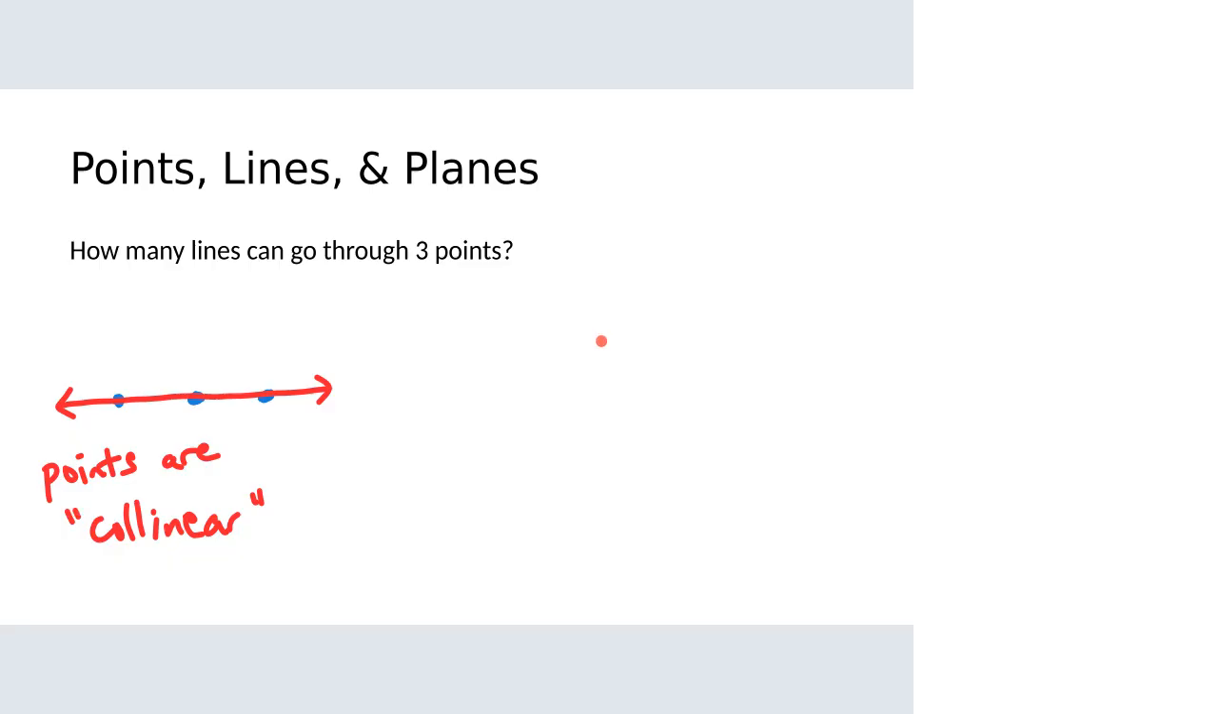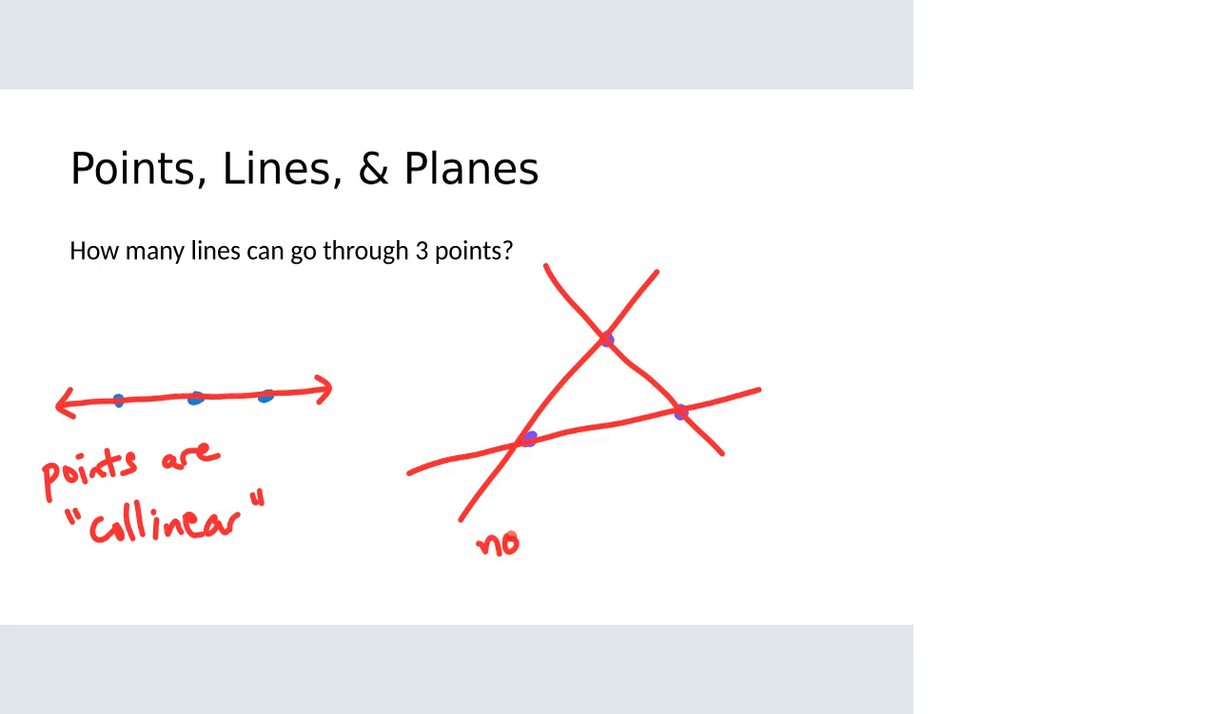If instead my 3 points are not arranged so that they would create one straight line, how many lines could go through those points? If I try to draw a line here, it doesn't hit the third point. I could draw a line here and it doesn't hit the third point. And here, and it doesn't hit the third point. There is no line I could draw that goes through all those points. I could draw this one that only hits 2, this one that only hits 2, and this one that only hits 2.